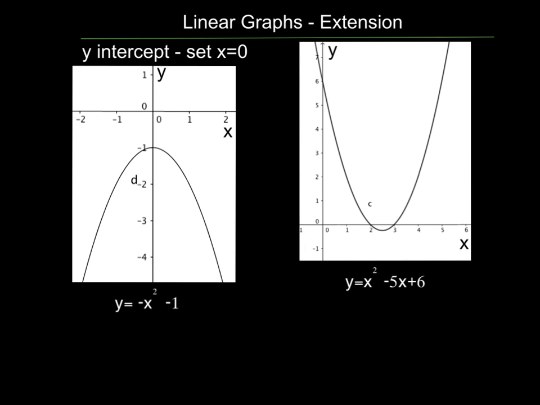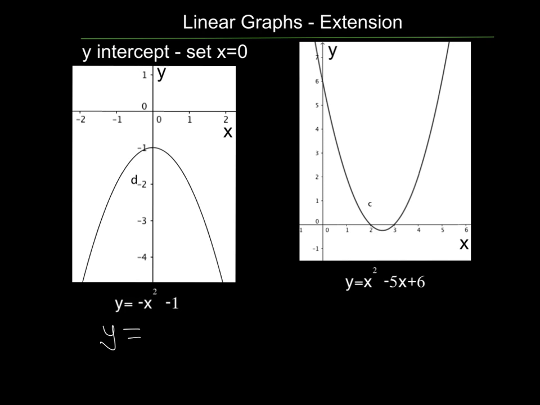To find the y-intercept of any graph, we do the same thing. We know that anywhere along the y-axis, which is anywhere along here, we haven't moved sideways. If we haven't moved sideways, that means x is 0. So anywhere along here, x must be 0. So what we do is we let x equal 0, or we set x to 0. So let's have a look at the first one.